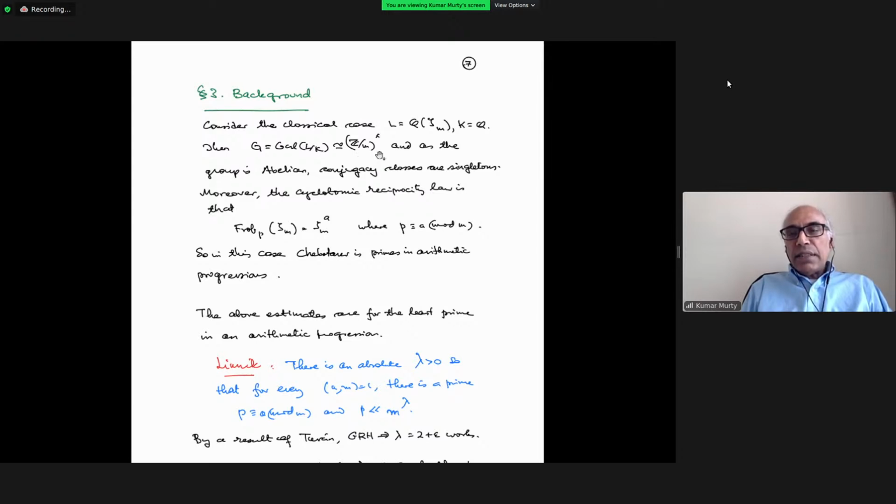So conjugacy classes are singletons, and every conjugacy class therefore corresponds to an element of this Galois group. And what are the elements of this Galois group? If I have an a mod m here, then it's the automorphism that sends zeta_m to zeta_m to the a. That's what the cyclotomic reciprocity law, which is kind of a tautology, tells you.